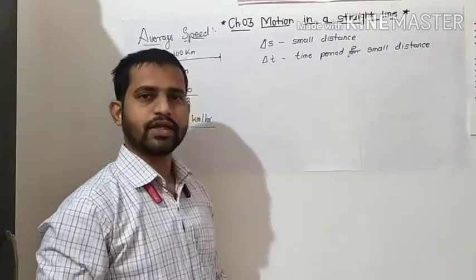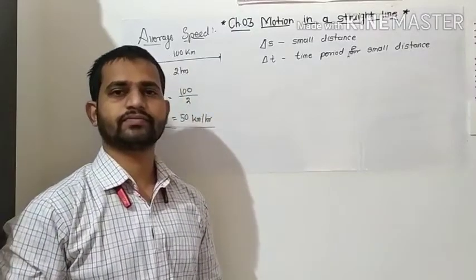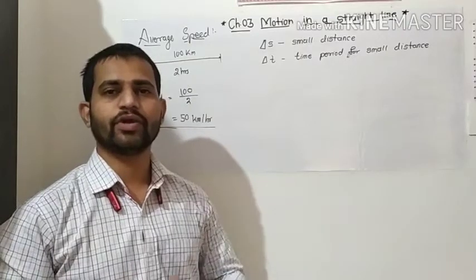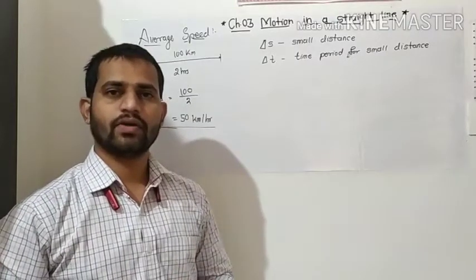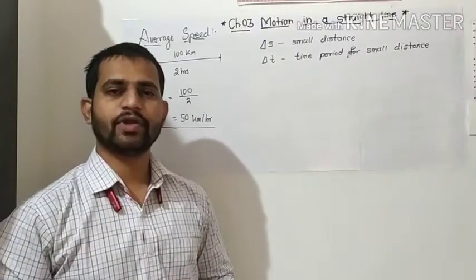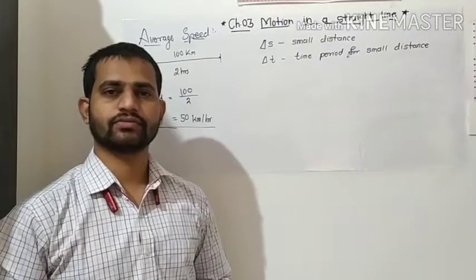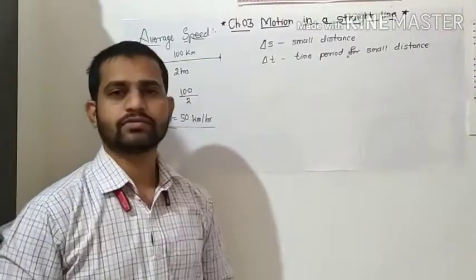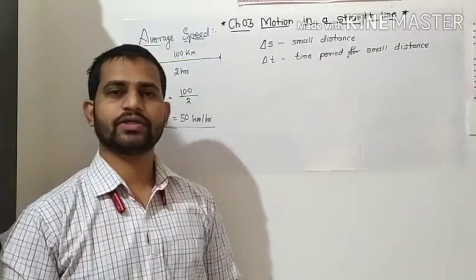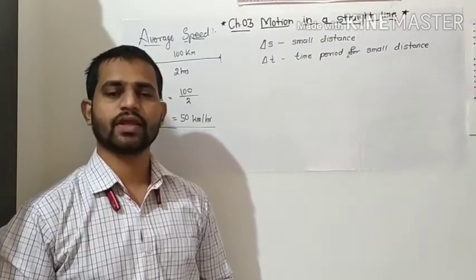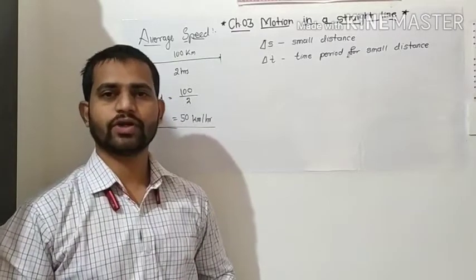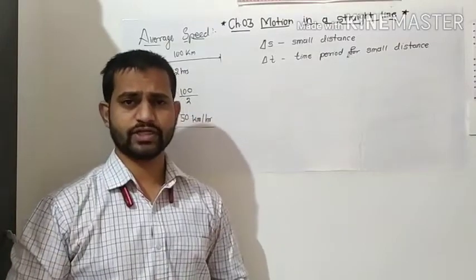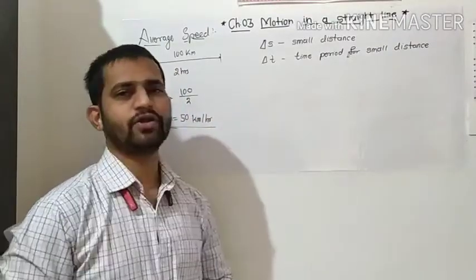In that case, how can we calculate the speed? We have to go 100 km, but we can't keep our speed constant at 50 km per hour, because there may be some crowded area sometimes. At that time, that particular area will have a distance of delta S, and to cover that distance, we need a time period of delta T.